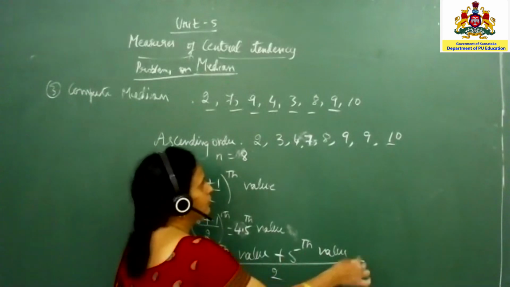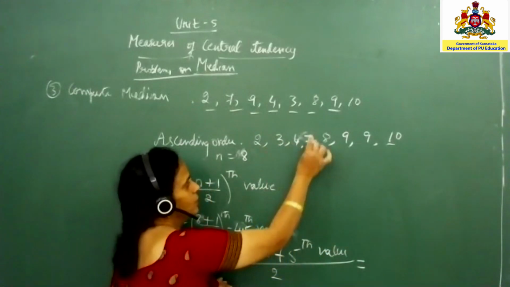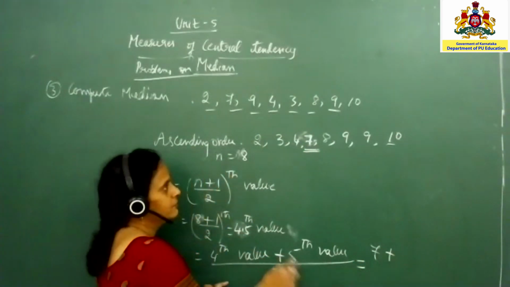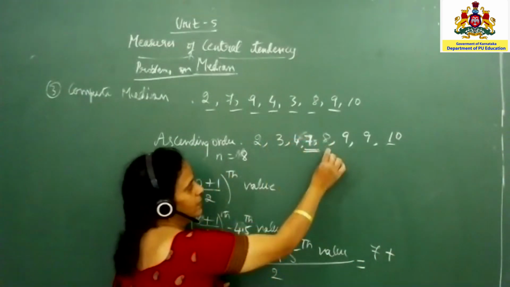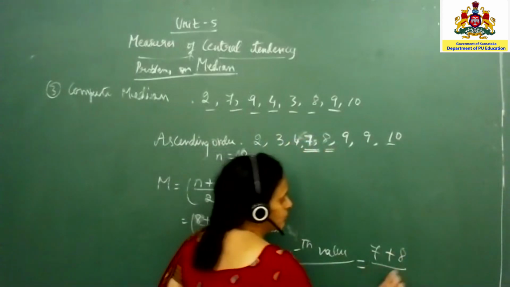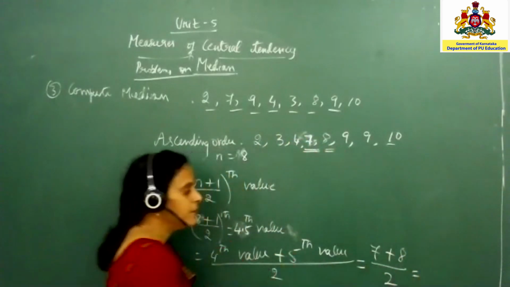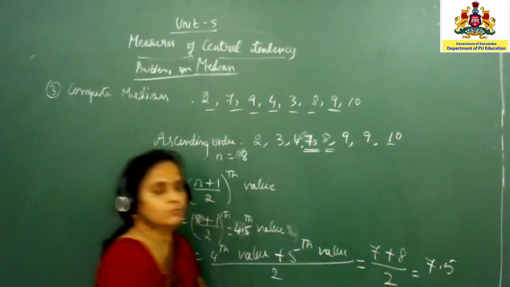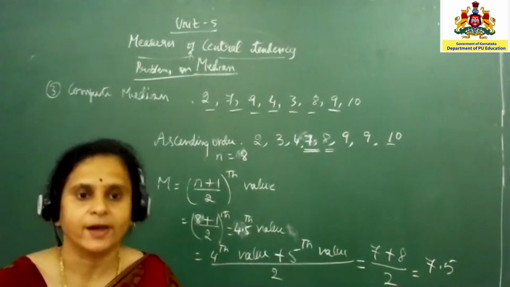Your 4th value from the arranged data, 1, 2, 3, 4. The 4th value is 7 here, just take that 7. Plus the 5th value, 1, 2, 3, 4, 5. The 5th value is 8, just take that 8, divided by 2. So 7 plus 8 by 2, you are getting 7.5. So median is 7.5.